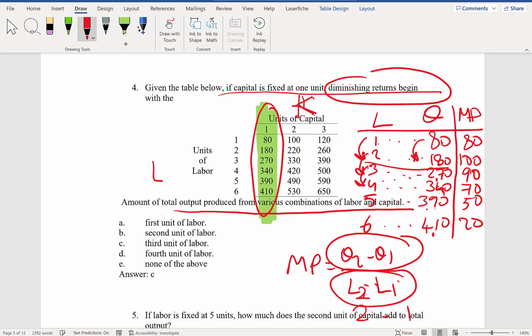Okay, cool. So diminishing returns begins when marginal product starts going down. From first to second labor, marginal product is actually going up, right? 80, 100. With the third worker's hiring, the third worker actually produces 90 additional. Therefore, it's less than 100. With the third labor, diminishing returns begin.